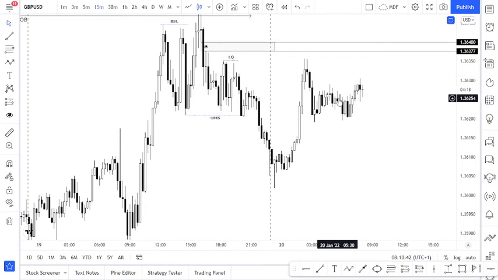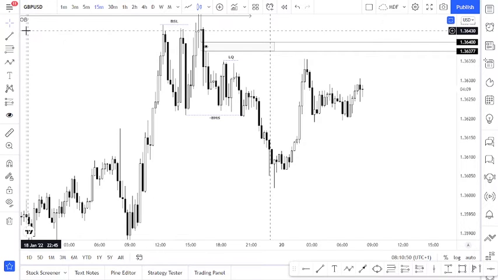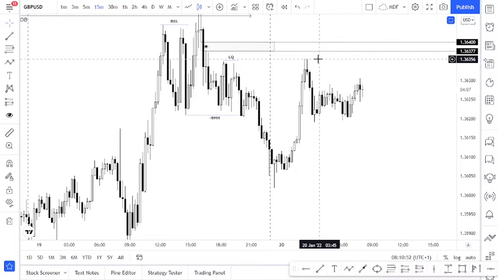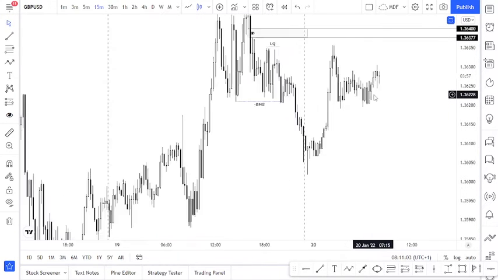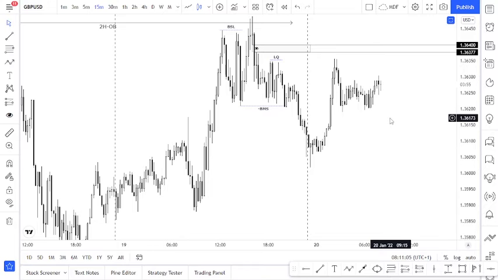Now I'm still very optimistic. I'm hoping to see if the market would come back and probably clear this high it's created and run into this region here and pick up my sell entry. So that's basically my thought. I'm still hoping to see that.